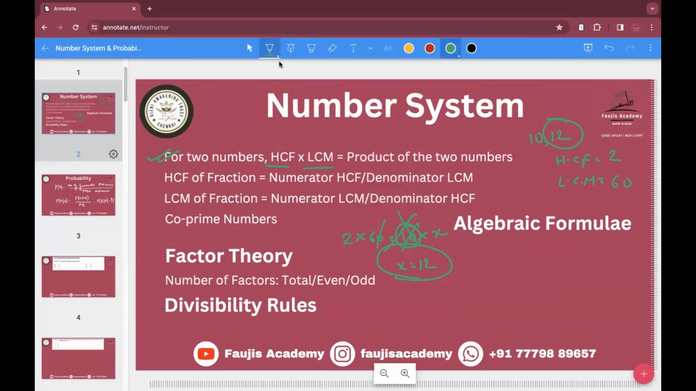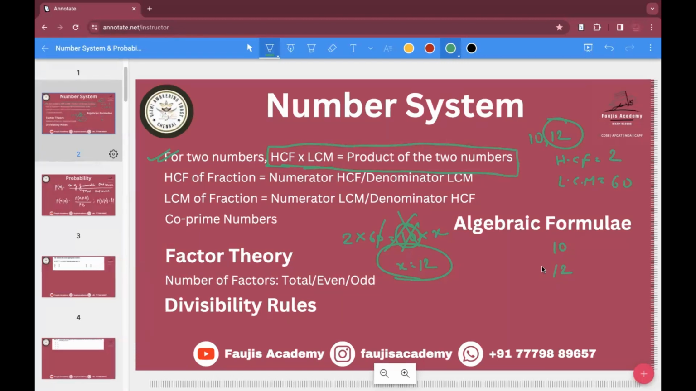Because unless you ask me, how would I know that you are getting it or not? So there is this property, this relation, which mathematicians have found out: if you multiply the LCM and HCF, we will get the product of the two numbers. Let's assume the two numbers are 10 and 12. Right, Harishri? So far with me.